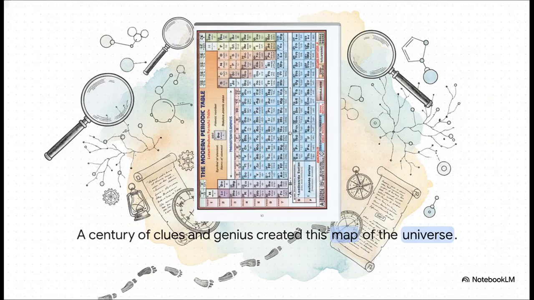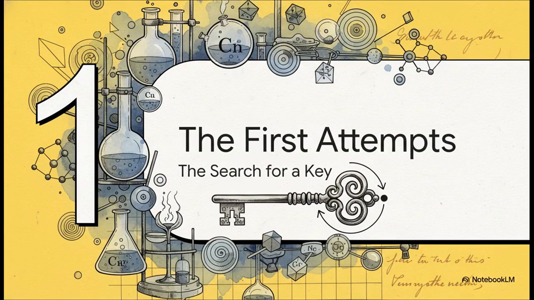Okay, so let's dive right into this detective story. We're going to follow a century of clues, a few false starts, and some real moments of genius that led to this incredible map of matter itself. Our story really kicks off in the 19th century. You see, chemists were convinced there was a hidden pattern to all the elements. They had to find the right key to unlock it.